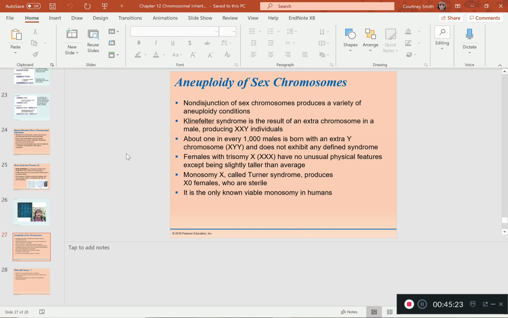So for the most part, these women have no unusual physical features, although they may be slightly taller than average. But for the most part, they're completely normal. But just like with anything, there are some things that can go with it. Sometimes they develop completely normal, but there are some cases where there is increased risk of learning disabilities.